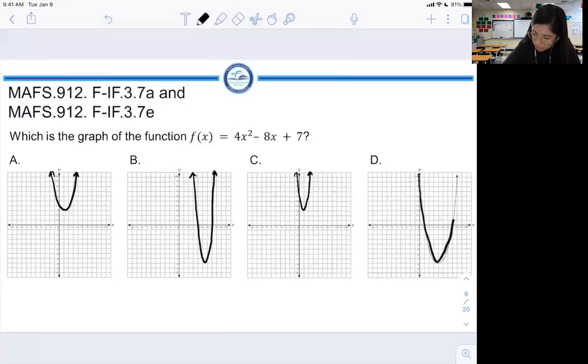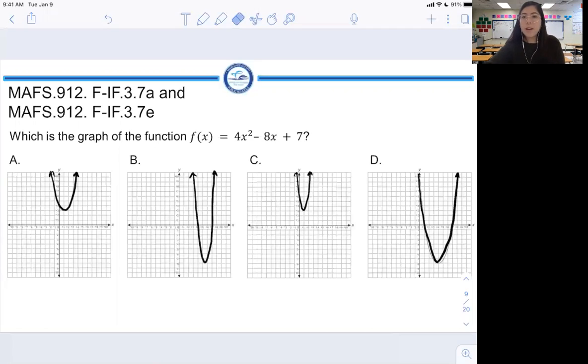Miss Lopez, I have a question. Shouldn't we divide by 4 first to get the actual equation, I guess you would say, because it has a coefficient of 4? The only time you ever want to do that is if everything is divisible by 4. So does everything divide by 4? No, because the 7 does not divide by 4. So we can't actually do that.